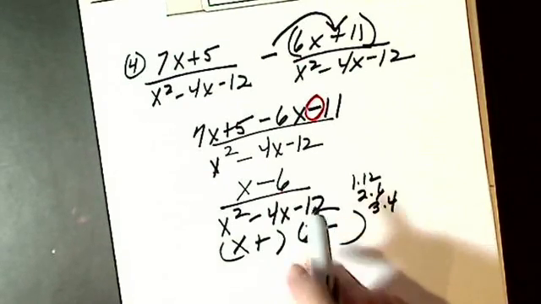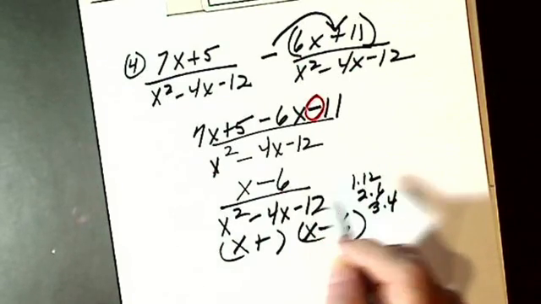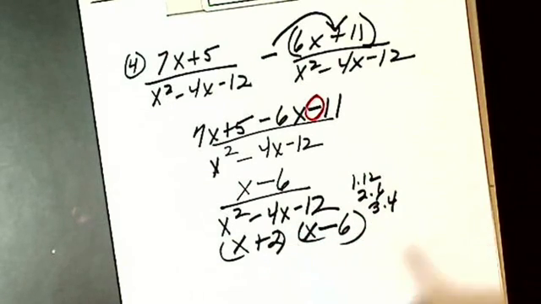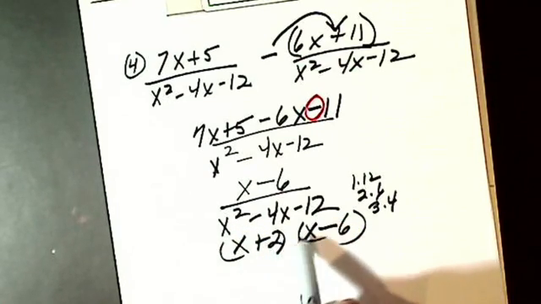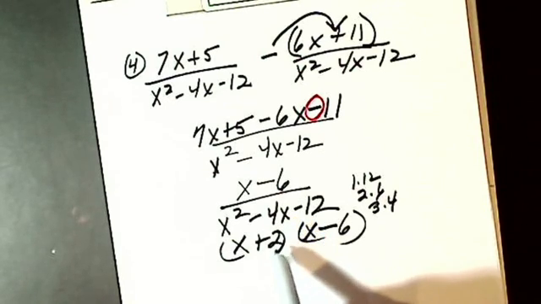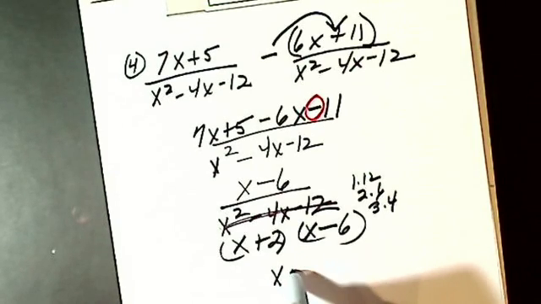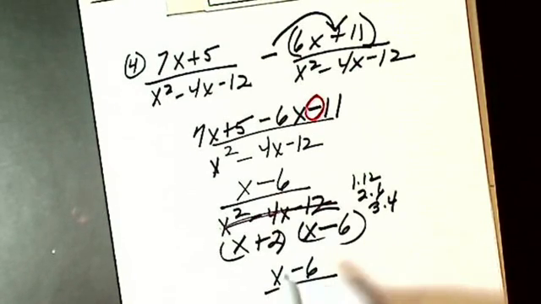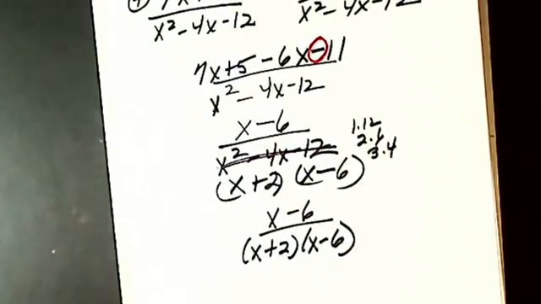I have different signs. It matters where I put it. I take my 6. The bigger one goes with the sign of the middle term. I still should check by FOIL. X times x is x squared. This 6x plus 2x does give me minus 4x. I get minus 12. So now I have x minus 6 divided by x plus 2 times x minus 6.